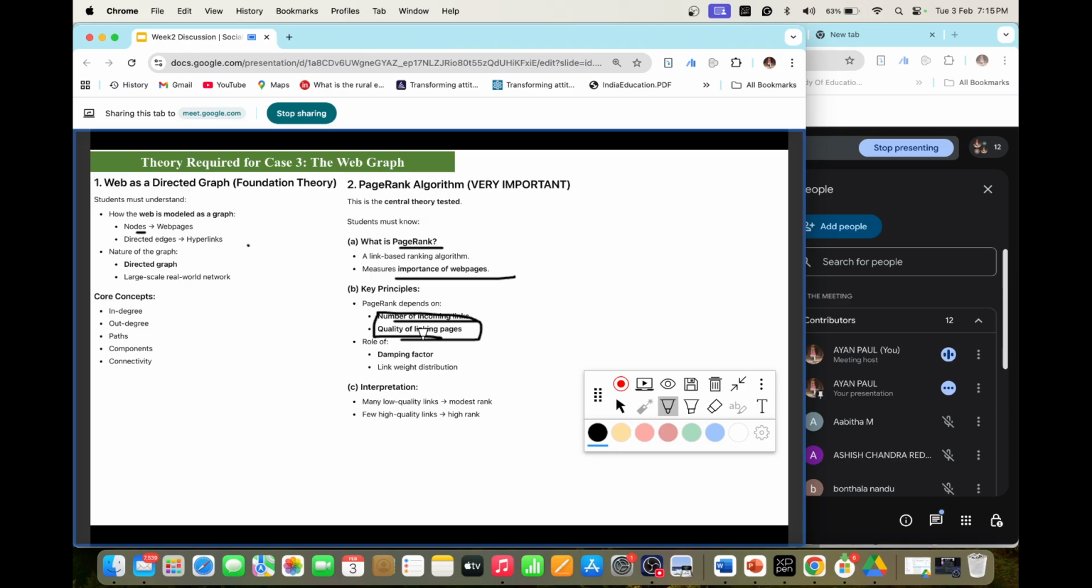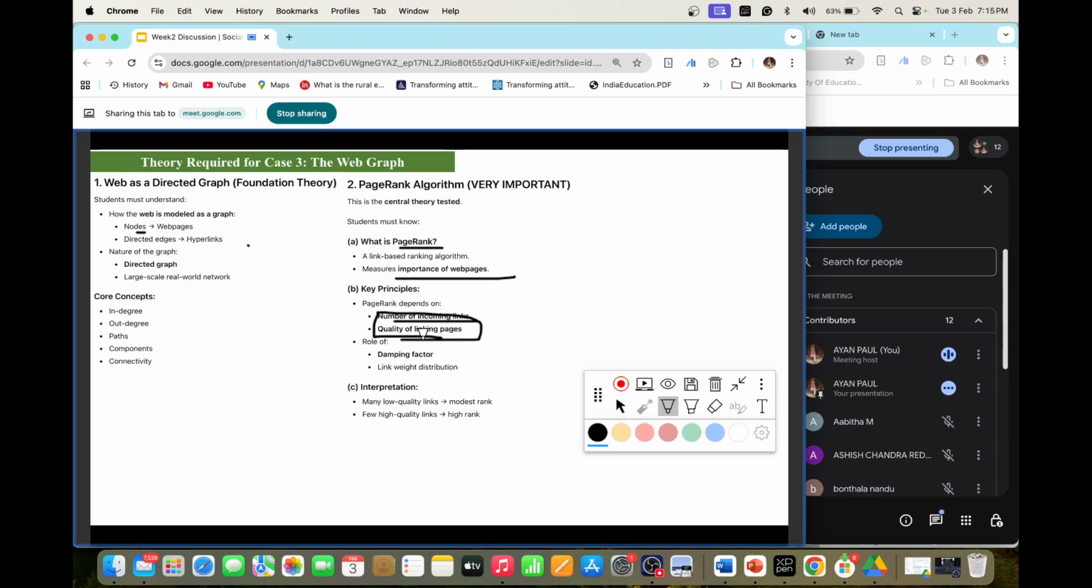So A is directed to B. Whether A is important or not will also help determine the page rank of B. So that is the quality of the linking page. How do they measure quality?